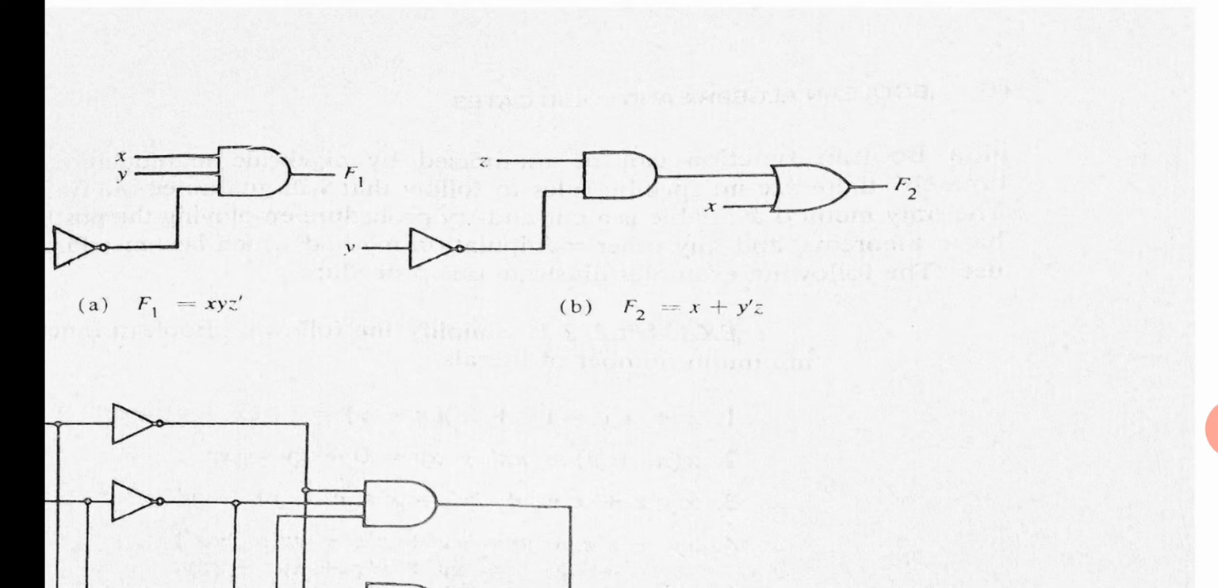Here, Y and Z they have taken separately and fed to the AND gate. Once you get the result, X is fed afterwards to the OR gate along with that result, and you are going to get the ultimate function or result. Fine.